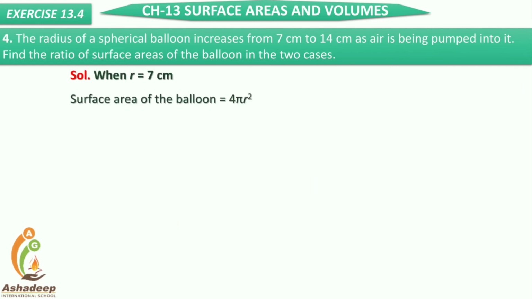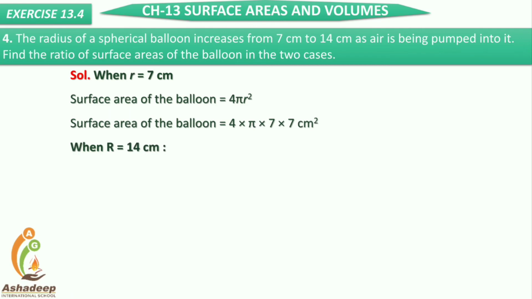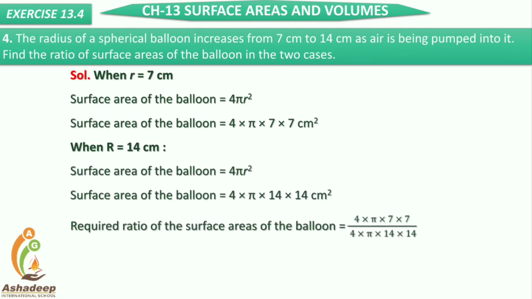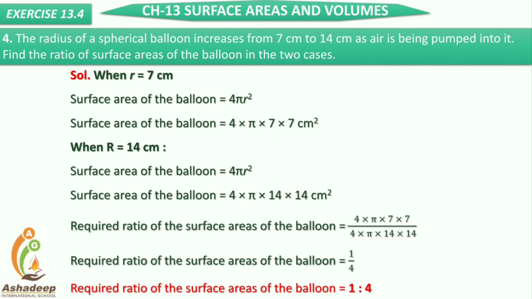See, the radius is 7, the surface area is 4πr², and when the radius r is 14, the area is 4π into 14 into 14, and the ratio is going to be this. ये दोनों कट, ये दोनों भी कट, और नीचे आएगा 2 into 2, 2 2s are 4. So answer is 1/4. So the ratio is 1:4.